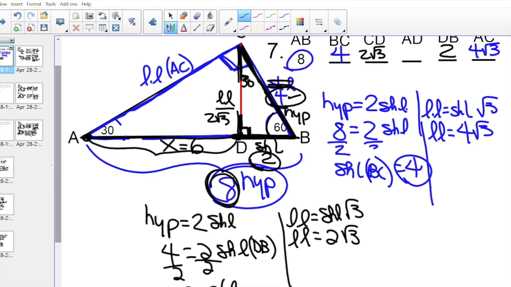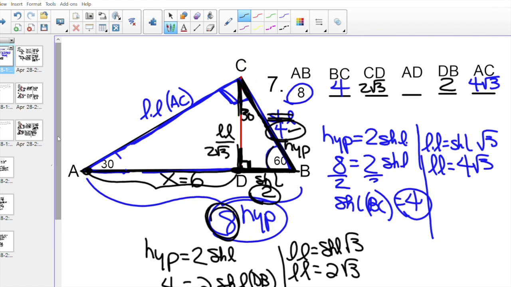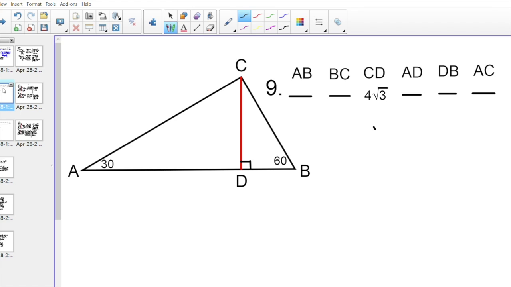That had nothing to do with that theorem, just remember that first postulate we learned at the first of the year. And AD then is 6. And that is the way you would do that problem. First, use one triangle, then use another. Let's try number 9.